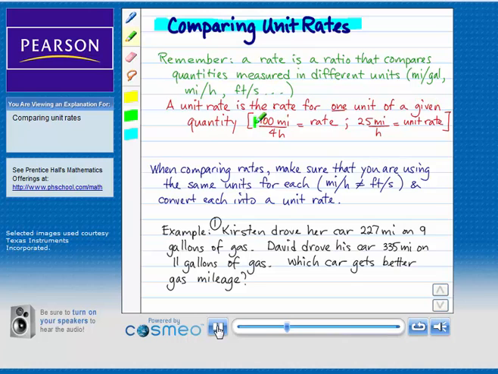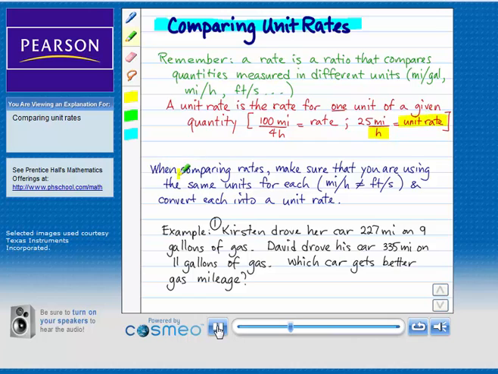So for example, 100 miles per 4 hours is a rate. But a unit rate would be the number of miles traveled in 1 hour. So if you divide 4 into 100, that gives you 25 miles per 1 hour, and that's the unit rate.